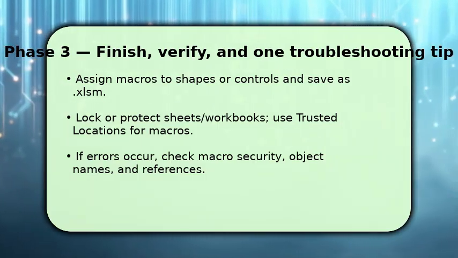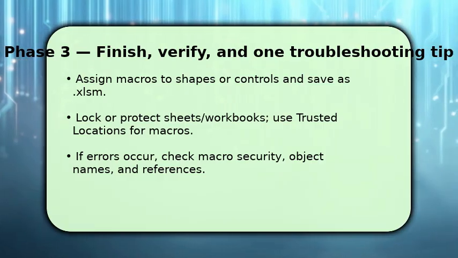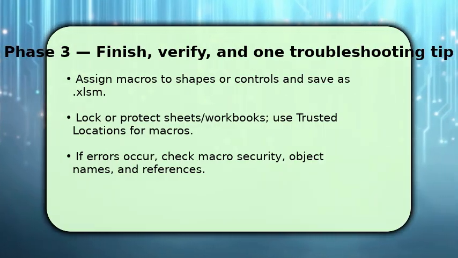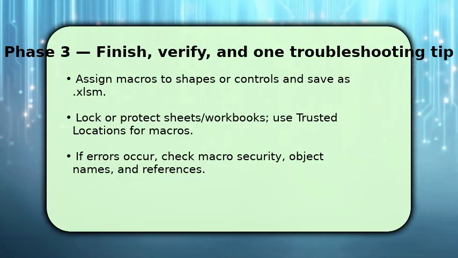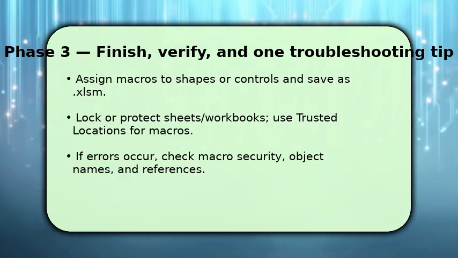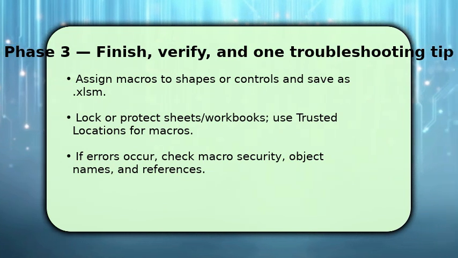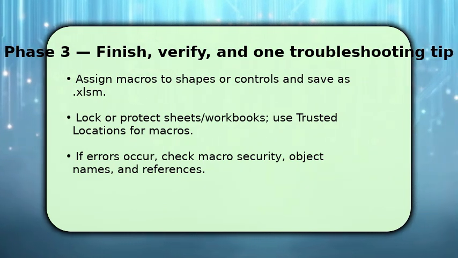If things go wrong, check macro security settings first, then confirm control names and object references. Often a mismatch or a disabled macro causes failures. If an error persists, step through code with the debugger to isolate the line that fails.